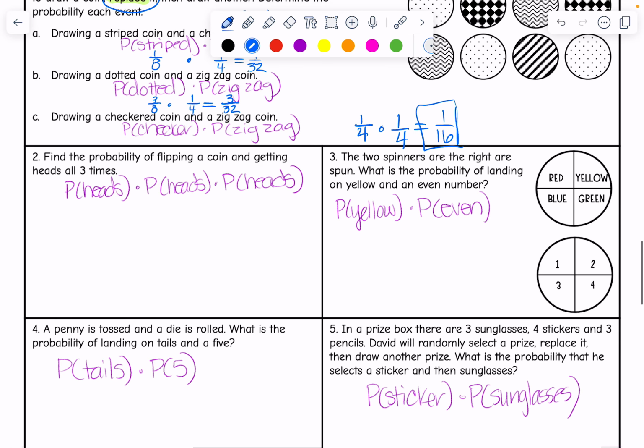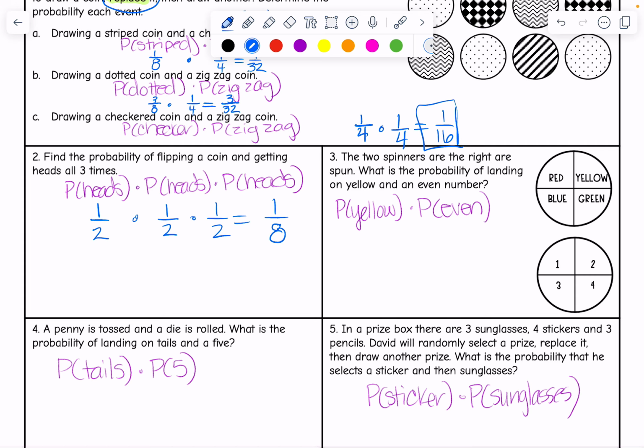Number 2, find the probability of flipping a coin and getting heads all 3 times. We're just going to look at those separate events. I flip the coin once. The probability of me getting heads is 1/2. On the second flip, it's 1/2. On the third, it's 1/2. I'm going to be multiplying, so we multiply straight across. The probability of you getting 3 heads in a row is going to be 1/8.